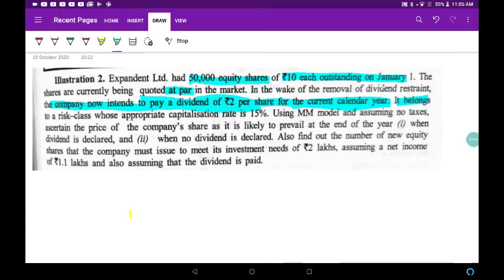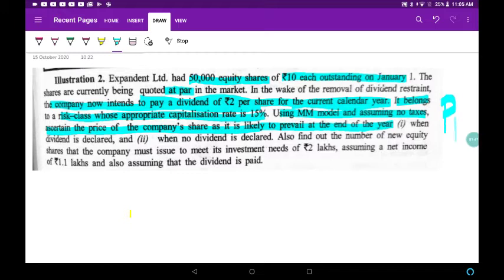Clear? It belongs to a risk class whose appropriate capitalization rate is 15%. So that means it is KE. Using the model and assuming no taxes, ascertain the price of the company's share as it is likely to prevail at the end of the year. That means what is the price of the company's share at the end of the year?